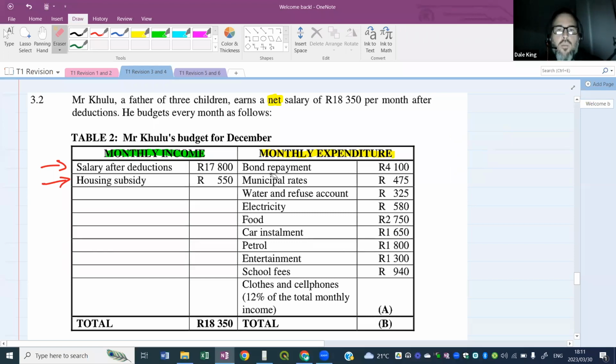Okay. We've got a bond repayment. Who knows what a bond is? Anyone in chat? What is a bond? You guys are going to hopefully experience this when you're older. Anyone know what a bond is in chat?